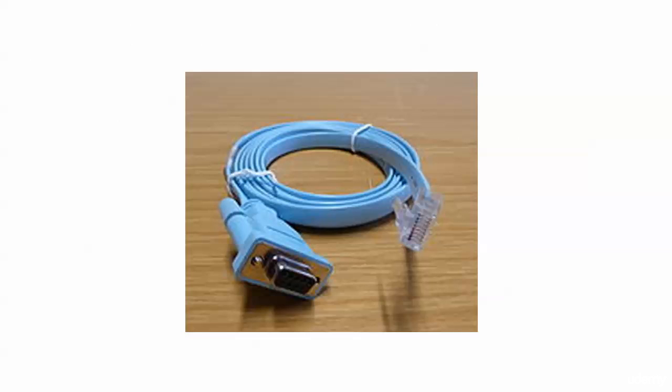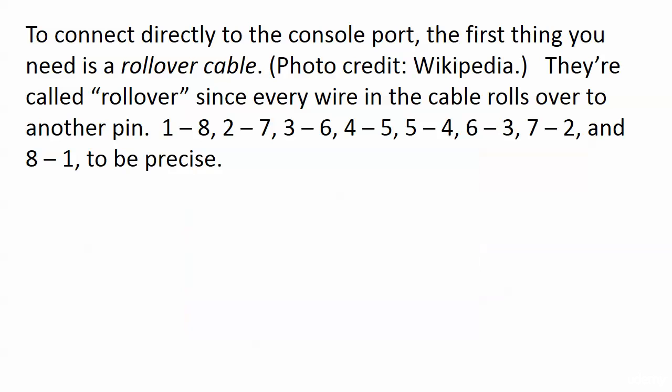And we call it that because every wire in the cable rolls over. And I'll show you the numbers here in just a moment. But it's usually a distinctive blue cable. It's a good one to keep around. It's a great one to have in your bag, and especially if you're a traveling admin. And you might want to keep two because every once in a while they have a habit of disappearing, if you know what I mean. Now, again, they're called rollover because every wire in the cable rolls over to another pin, 1, 8, 2, 7, 3, 6, and so forth, as you see here on the board.